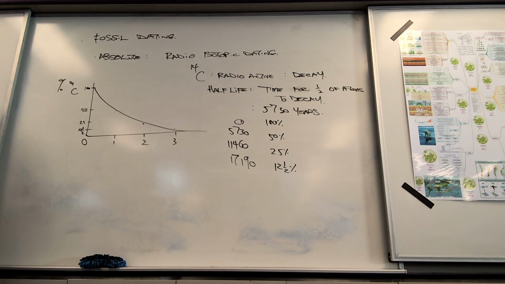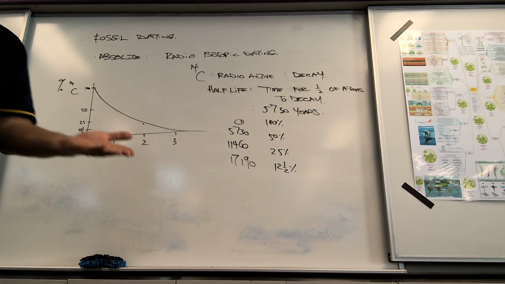And so you can tell how long the fossil has been in the ground by the amount of carbon-14 still in the fossil. How long can you rely upon carbon-14 for dating? Forever? No! Until there's none left.